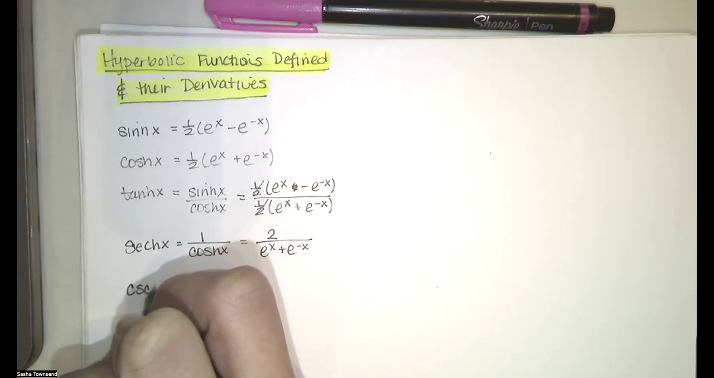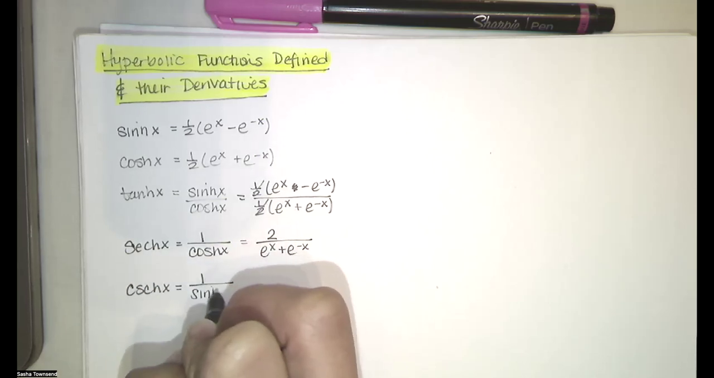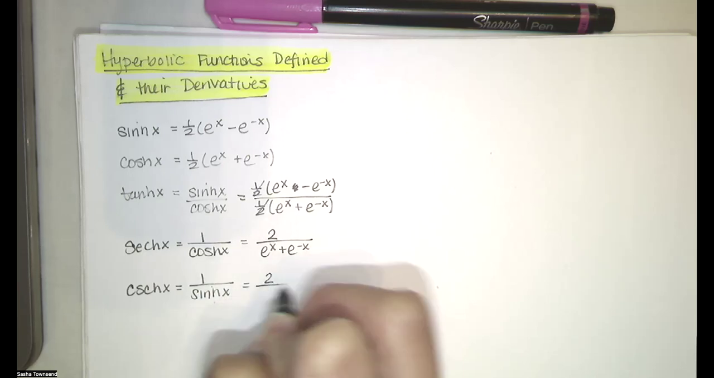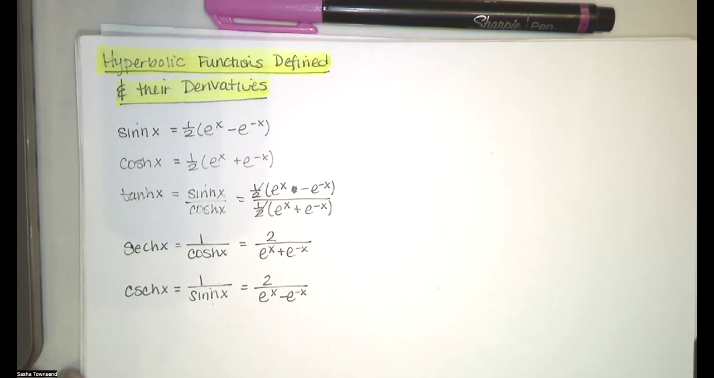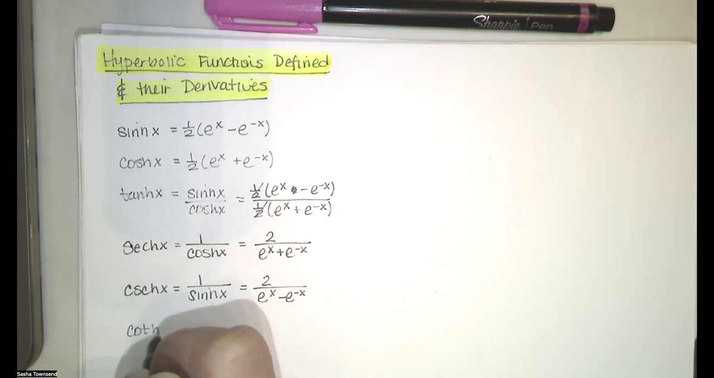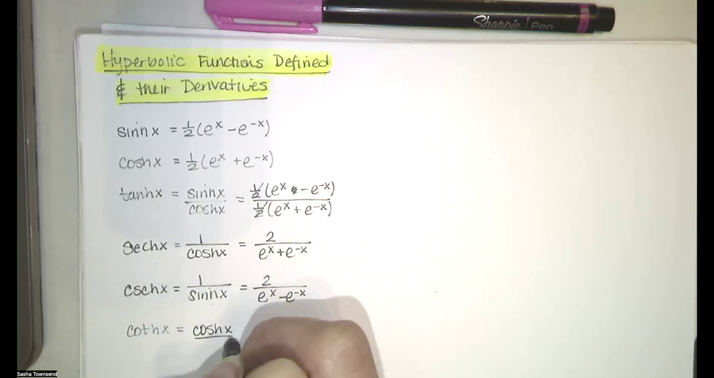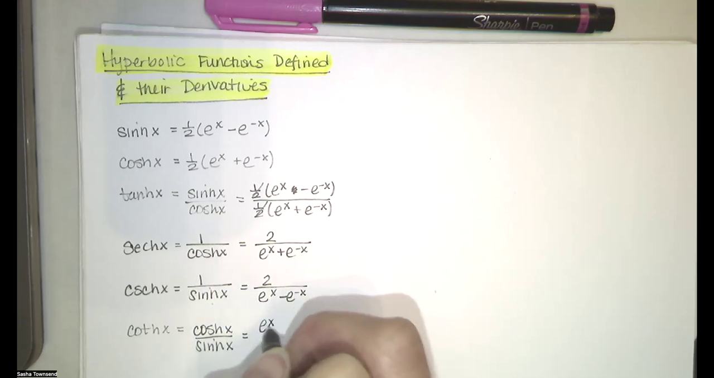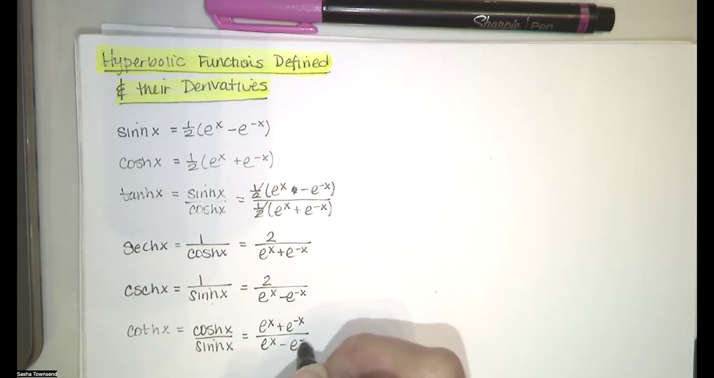Hyperbolic cosecant of x is 1 divided by hyperbolic sine of x, which turns out to be 2 divided by e to the x minus e to the negative x. And then hyperbolic cotangent is sort of exactly what you would expect. It's hyperbolic cosine of x divided by hyperbolic sine of x. Or you end up with this sum of exponentials in the numerator and the difference of exponentials in the denominator.